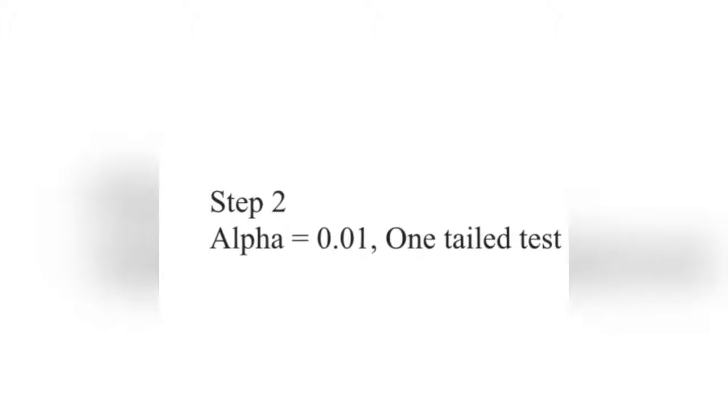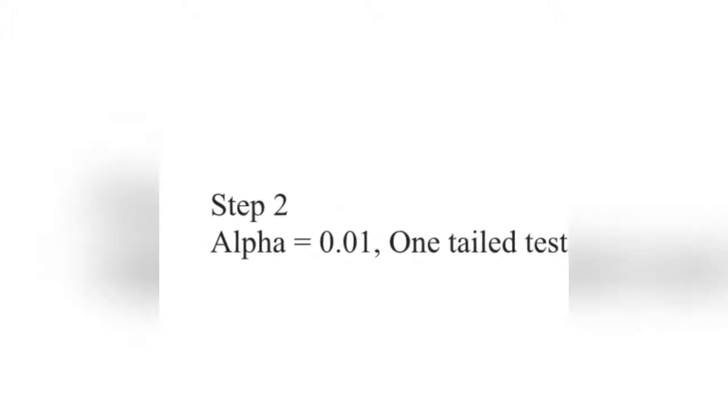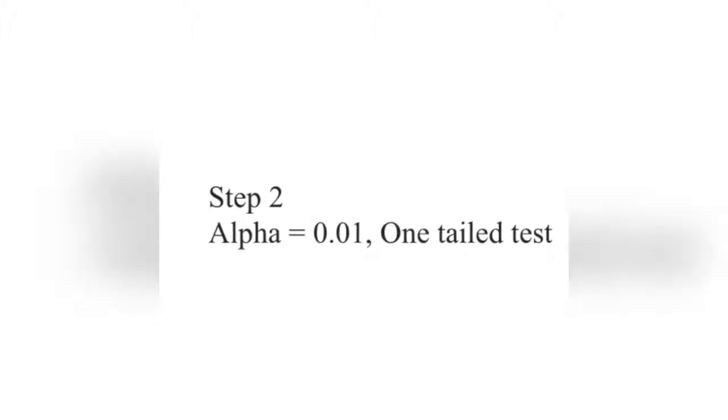Step 2. Write down the alpha, which would be 0.01. Then, identify if it's one-tailed or two-tailed. From the given question, our keyword was "more than." Therefore, it is classified as one-tailed.